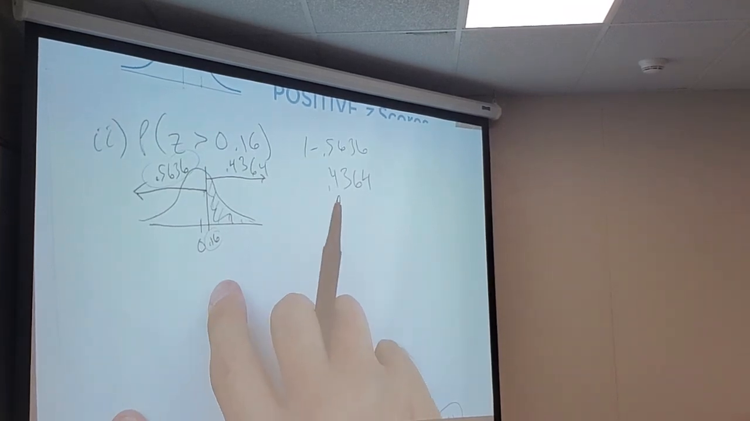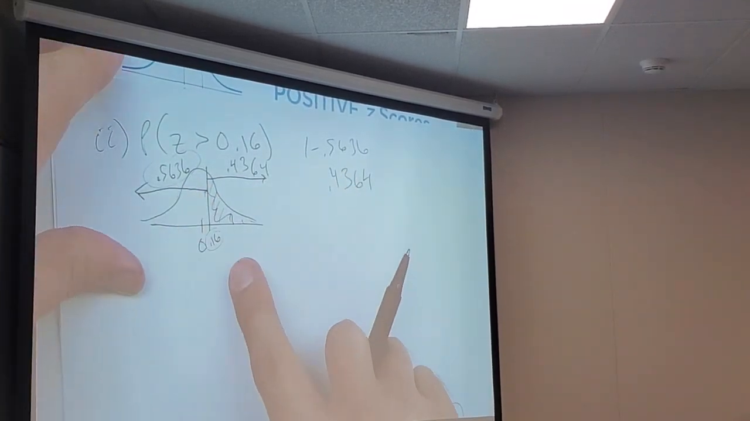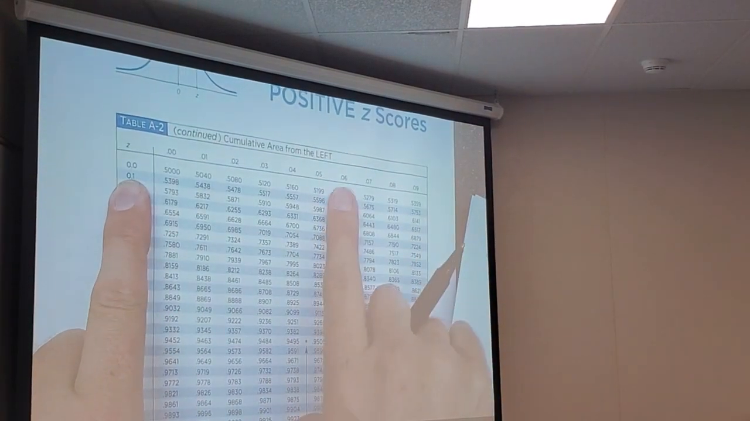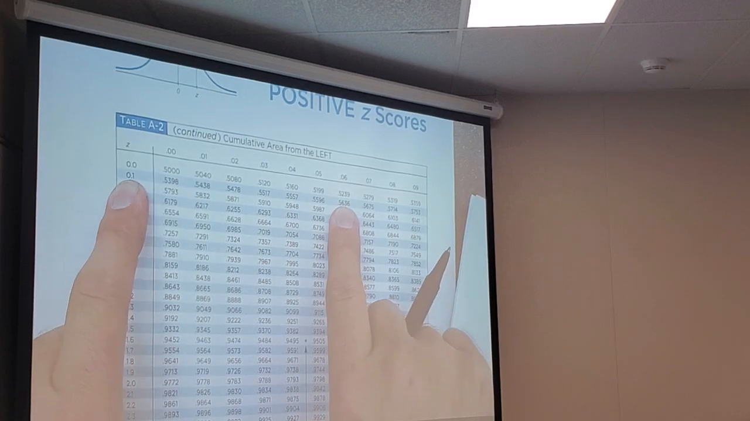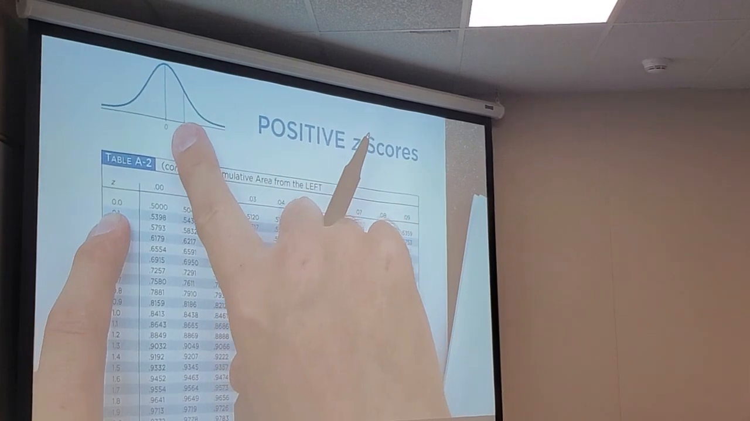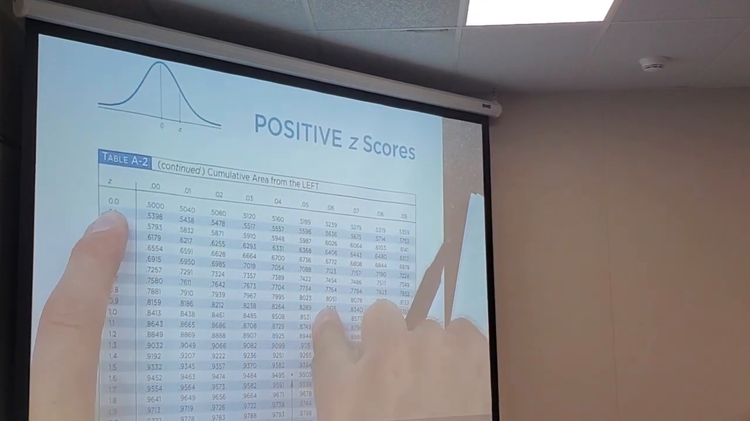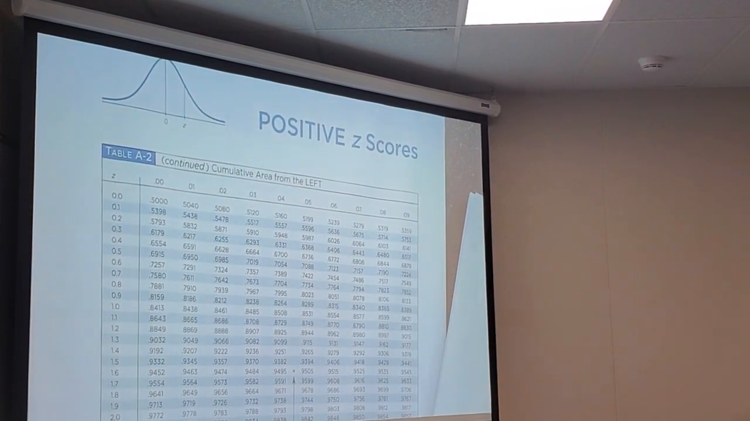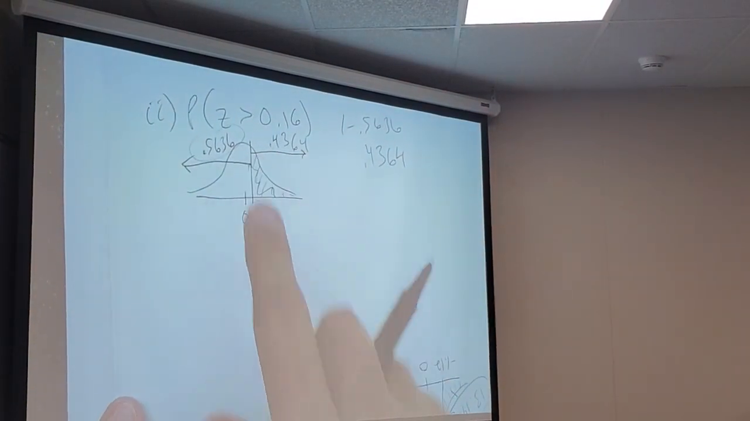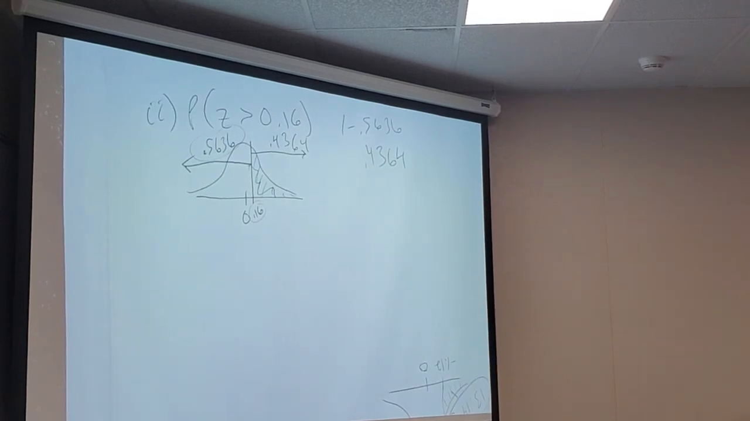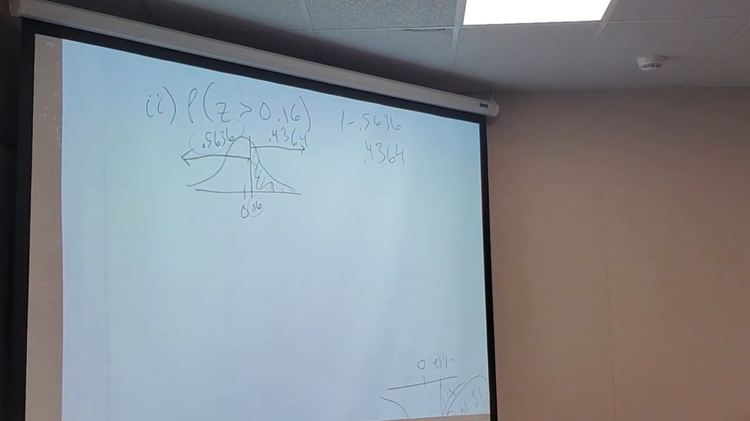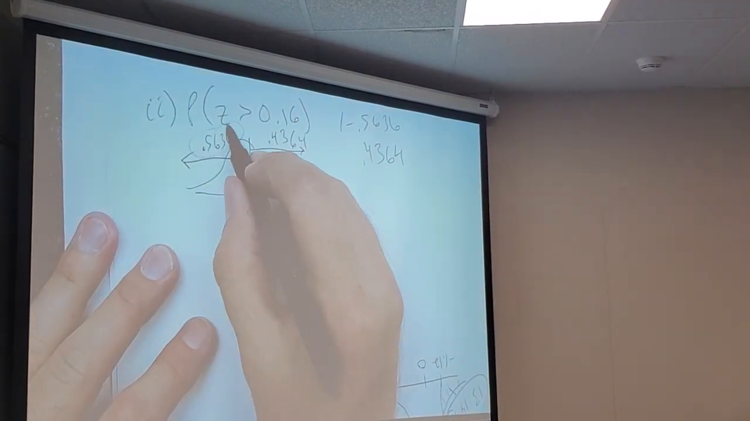How did I find which one? 0.5636. If you look up 0.16, you guys see that? And again, what does this chart tell us? It tells us the area below the z-score we look up. So any z-score you look up, that's an area below that z-score. Why did I have more work in this problem? Because it didn't ask me for an area below, right? It asked me for an area above. So now, and please, if the answer is no, just say no. Is everybody okay with 0.5636?